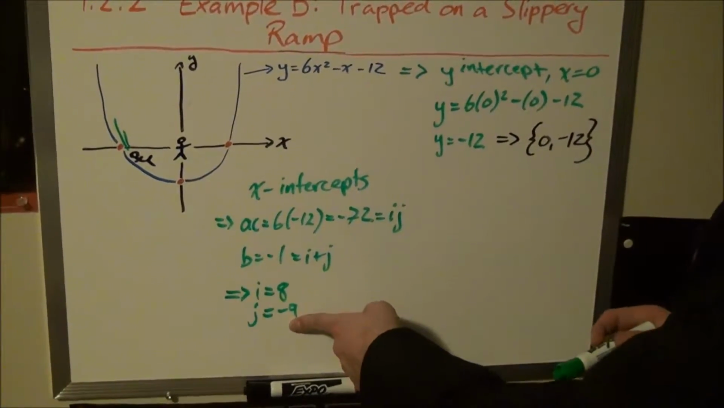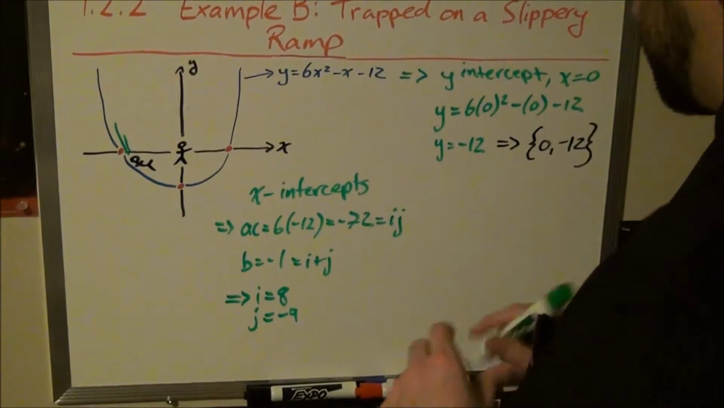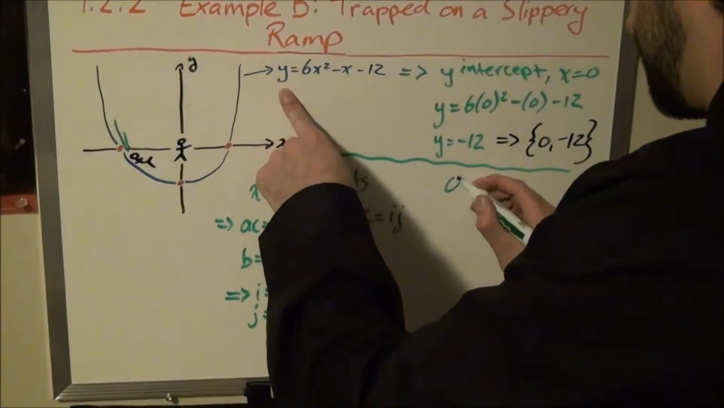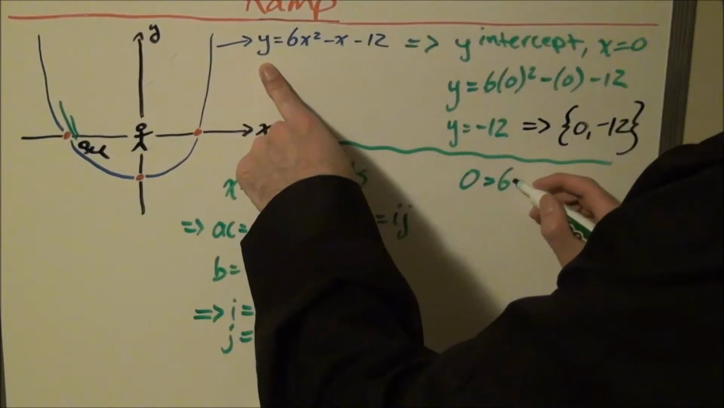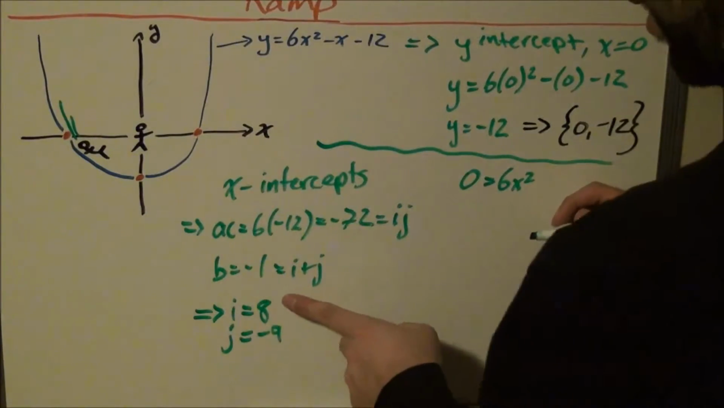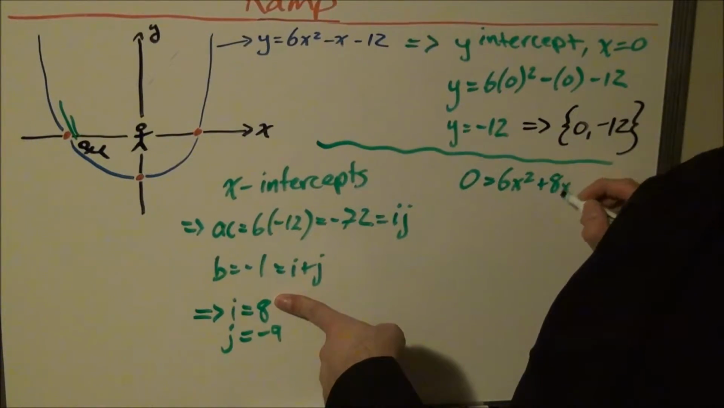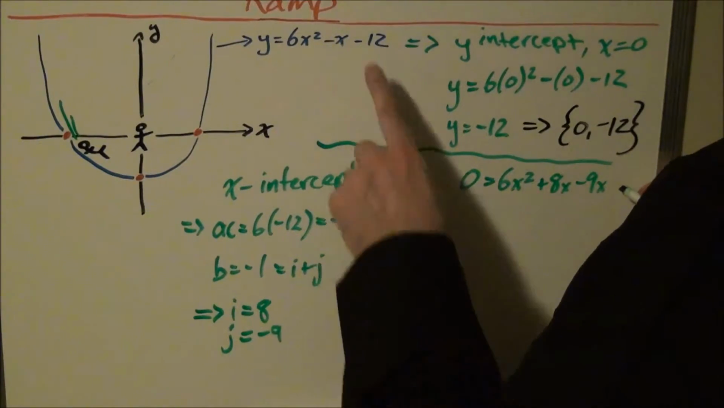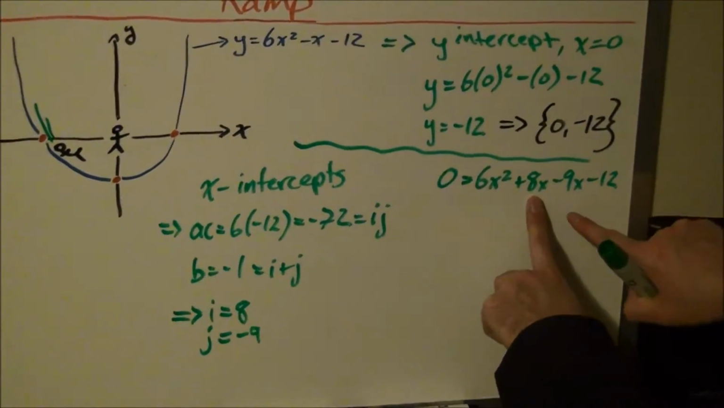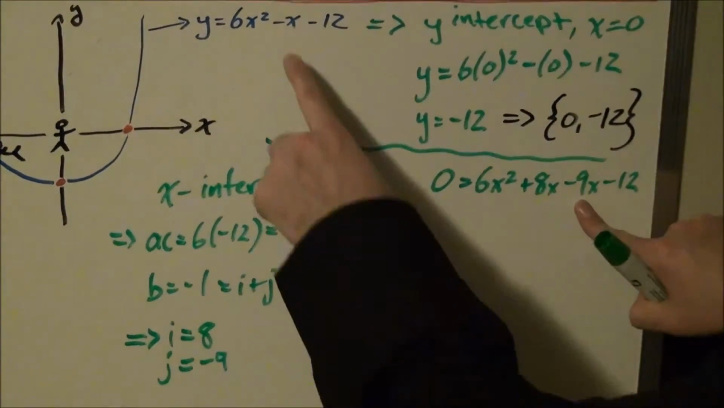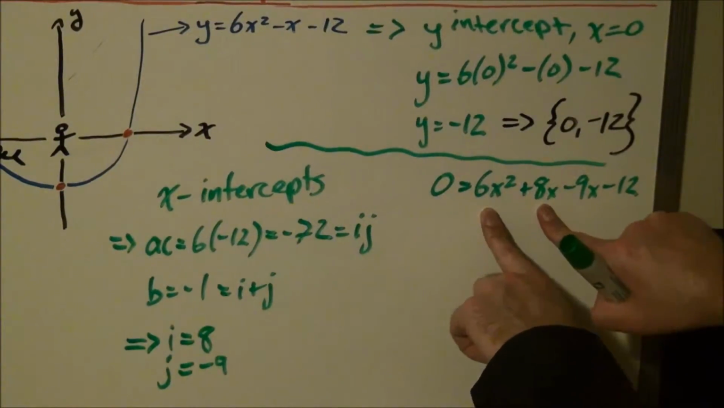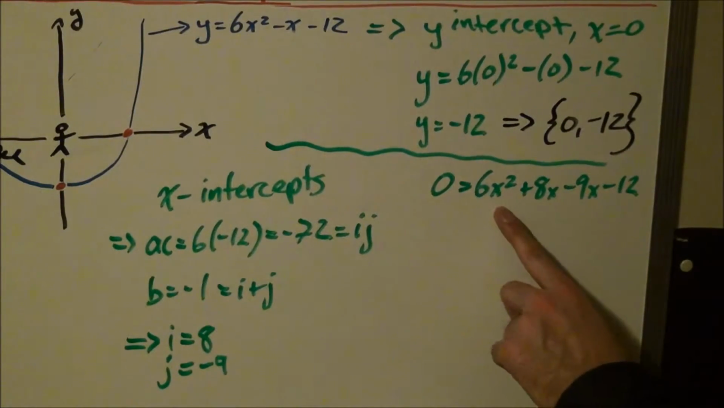But now that I have this, I'm going to have to rewrite our equation, because remember that in order to have an x-intercept we require that y equals 0, which is going to equal 6x squared. Now instead of writing minus x, I'm going to write plus 8x minus 9x, and then I'm going to keep my minus 12. It's very important to notice here that when I have 8x minus 9x, that will be equivalent to just saying minus x there. So I'm going to take these two terms, and I'm going to factor out the 6x from that.